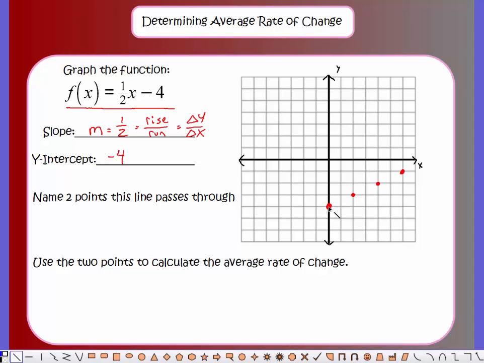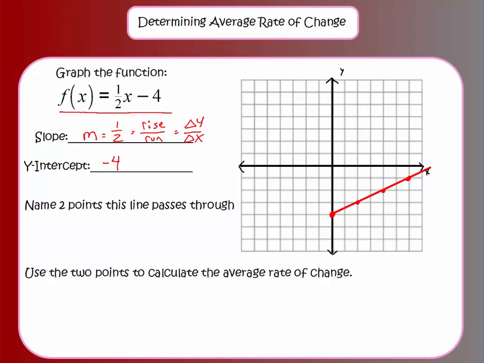So let's see, it starts about here, goes through these points. I'll go ahead and extend this line like that. Put some arrows on the end. And now I have this line, the function f of x equals 1/2 x minus 4. So the next question here says name 2 points that this line passes through.